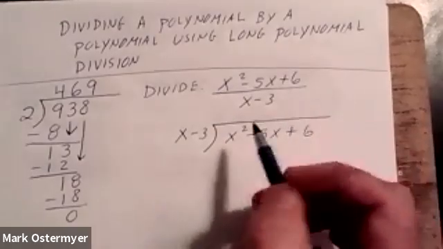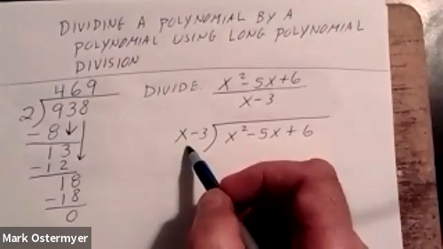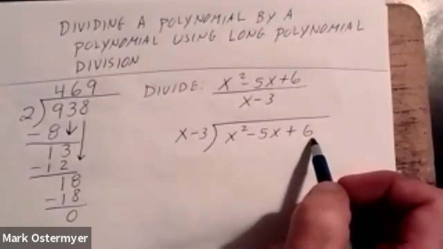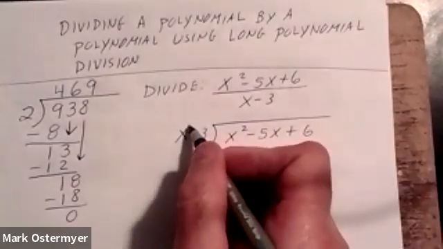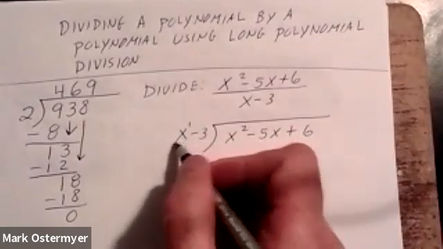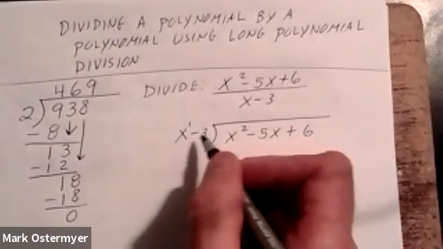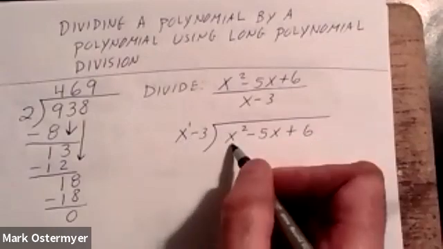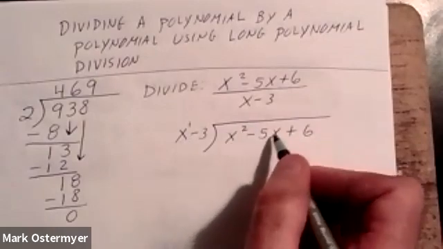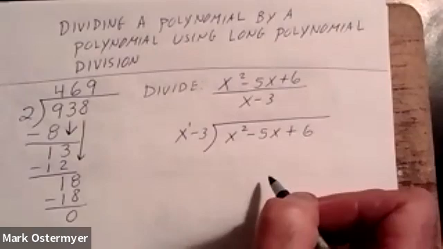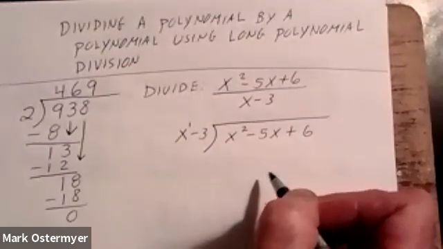All right, now you got to make sure that both your divisor and your dividend are in descending order. That's to say that the degree of each term decreases from left to right. We have a 1st degree term. We have a 0 degree term. In the dividend, we have a 2nd degree term, 1st degree term, a 0 degree term. So both polynomials are written in descending order.